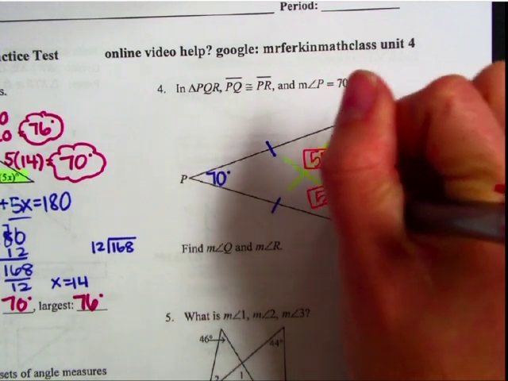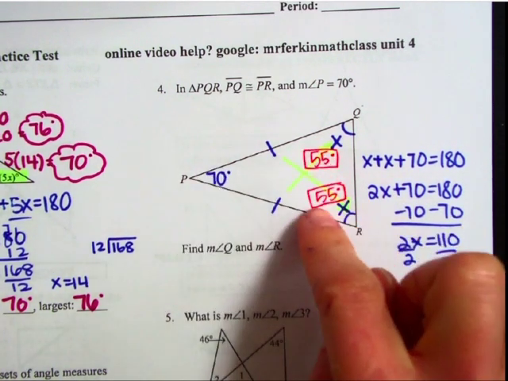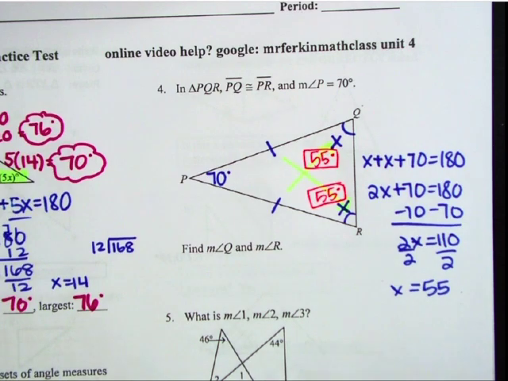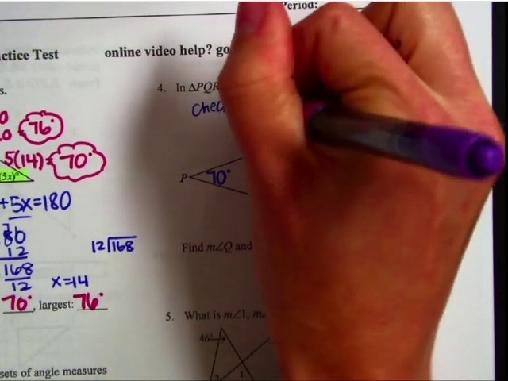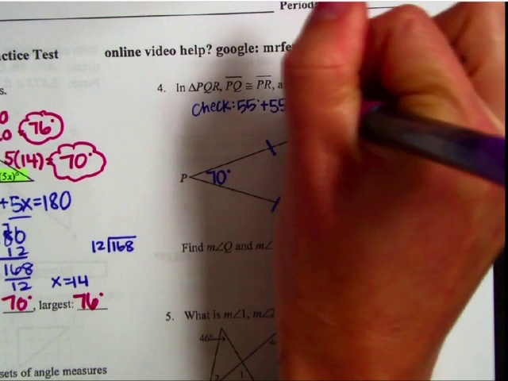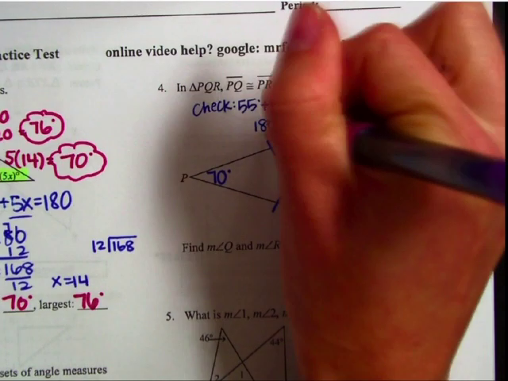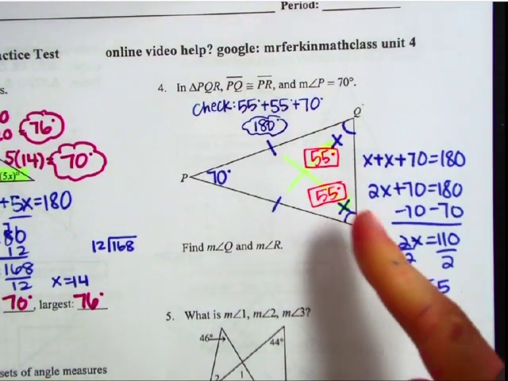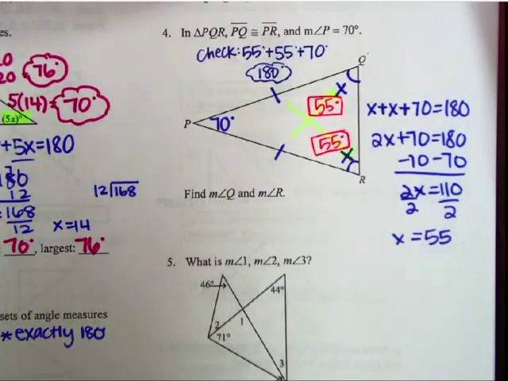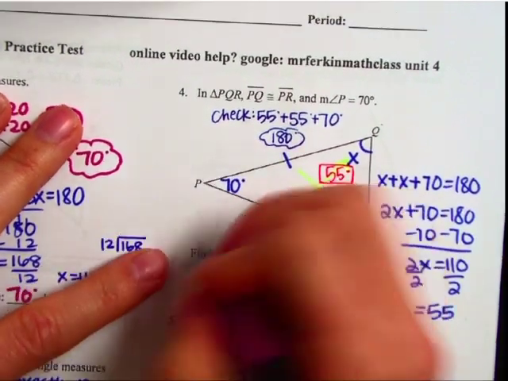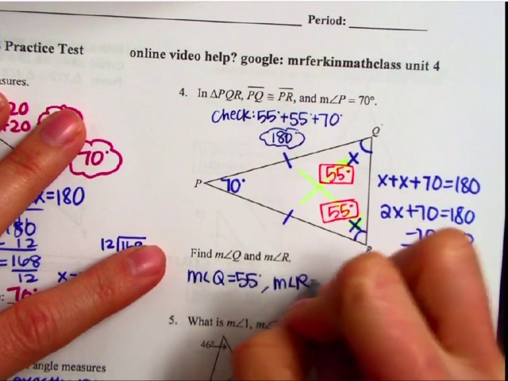Something really good we should do on our test to check our answers is remembering that the three angles need to add up to exactly 180. So I'm going to show you that if I wanted to check my work, I could do that really quickly by taking these three angles, adding them together, making sure they equal exactly 180. And in this case, 55 plus 55 plus 70 is 180. So I know that those answers are reasonable and make sense. All right. I should probably write those a little bit clearer actually. Measure of angle Q, 55 degrees. Measure of angle R, 55 degrees.